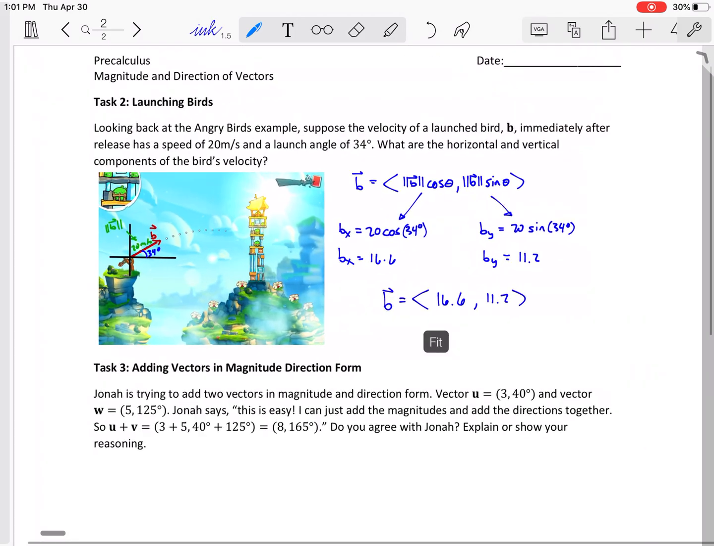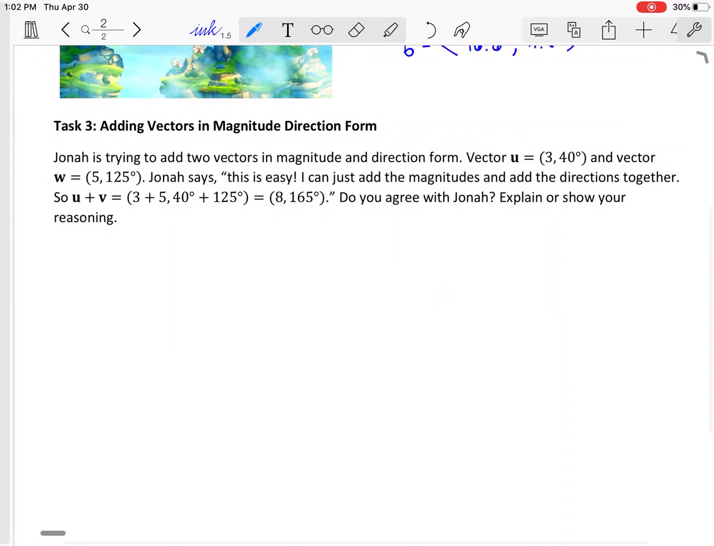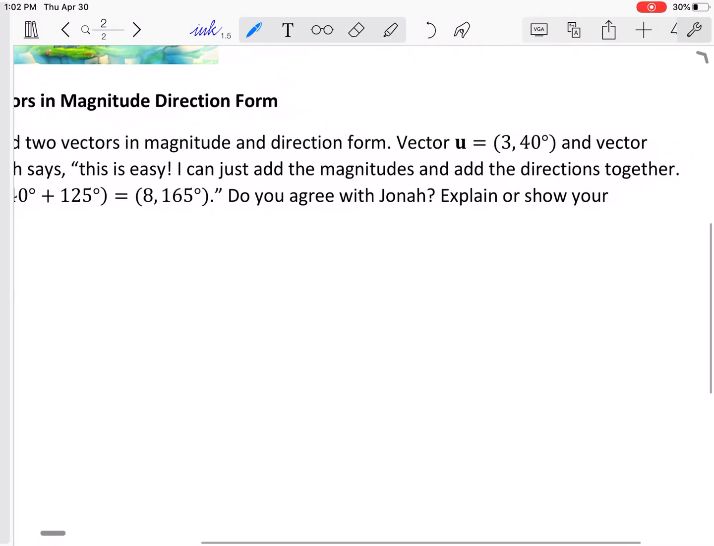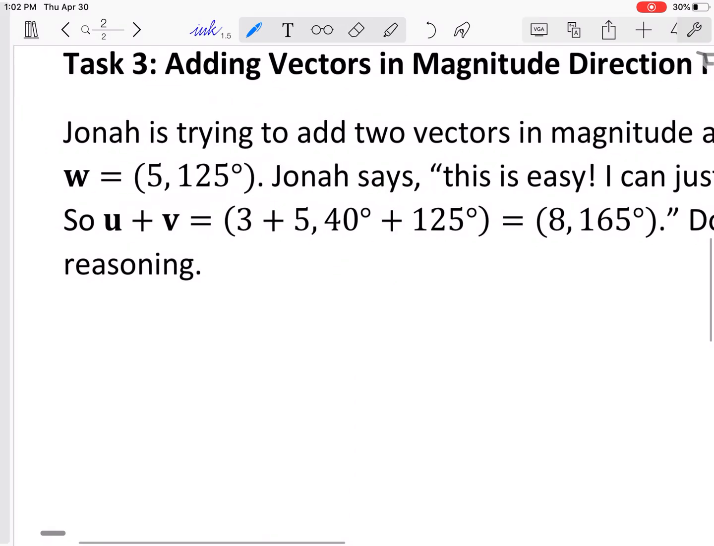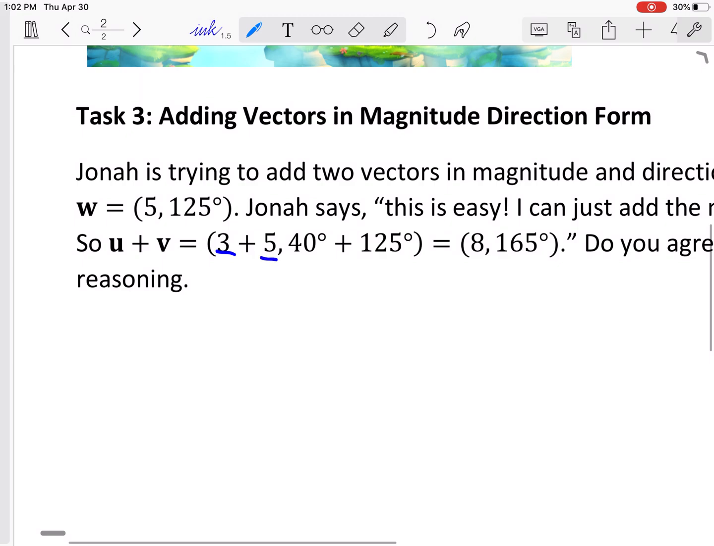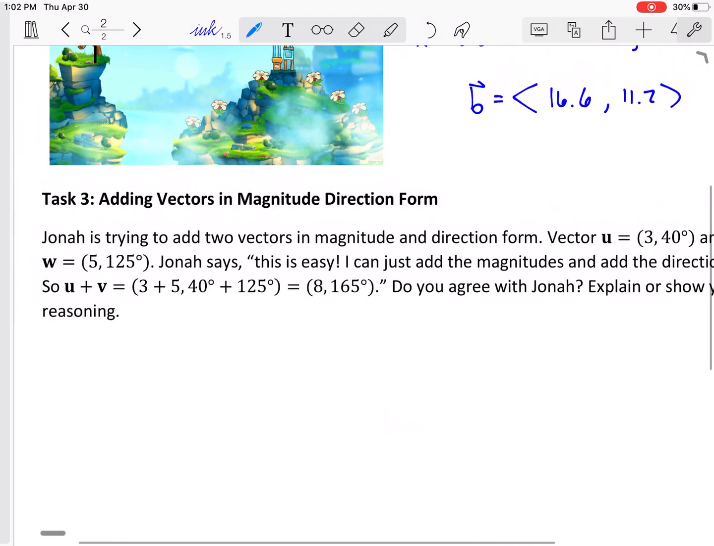All right, next idea. We're going to want to be able to add vectors when we're given them in magnitude and direction form. So if we know two vectors, how can we come up with their sum? Jonah is trying to do this. He's given two vectors, u and v. He says, this is easy. I can just add the magnitudes and add the directions together. So basically, he took the magnitude of u and the magnitude of v and added them, and the direction of both and added them. And came up with the new vector should just be 8, 165 degrees. Well, do we agree?